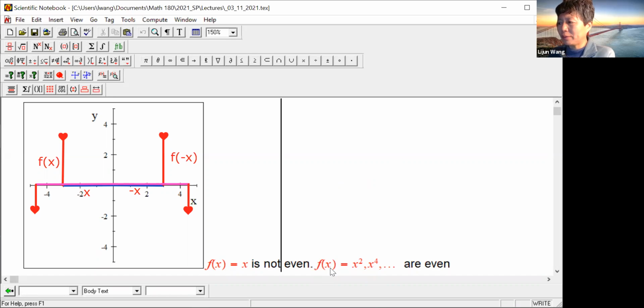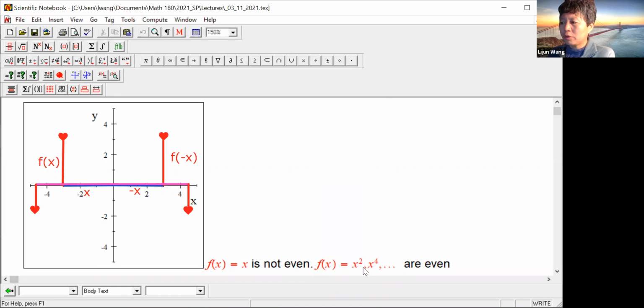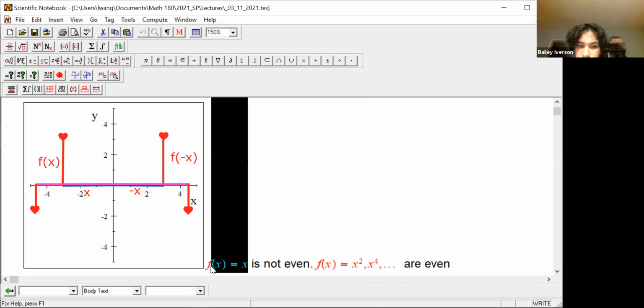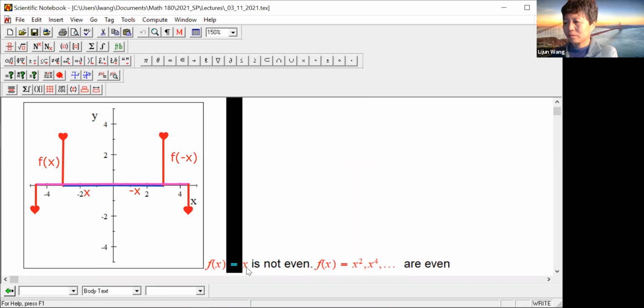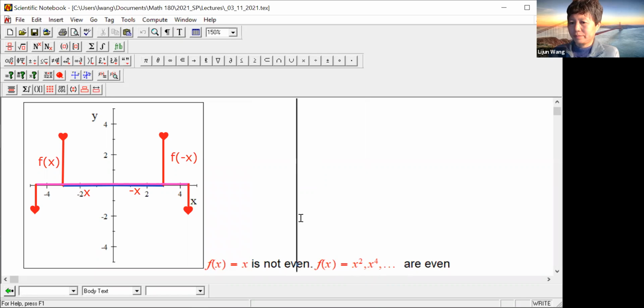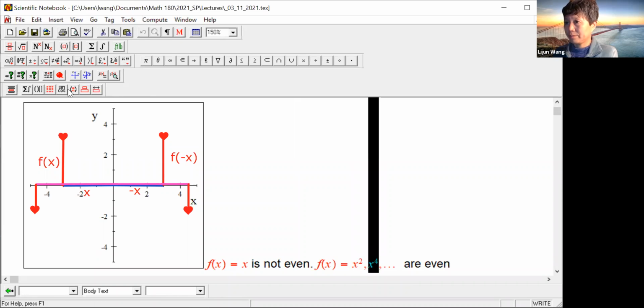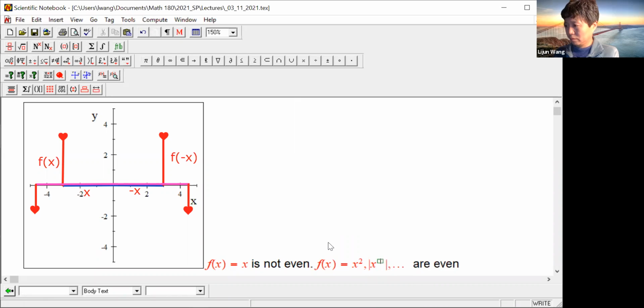Obviously, this is not the only one, right? Basic 1, we only have x squared. I didn't list x to the power 4. So x squared is even. What else is even? Absolute value. And this guy is not even, right? We have recognized even, not even. What else? Absolute value. That's right. The absolute value of x is even. What else?